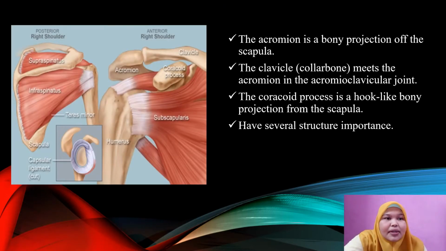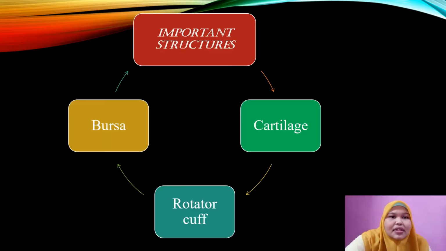There are four important bones in the shoulder. The first is the acromion, a bony projection of the scapula. The second is the clavicle, which is the collarbone, that meets the acromion in the acromioclavicular joint. The third one is the coracoid process, a hook-like bony projection from the scapula. And the last one, the shoulder has several other important structures.